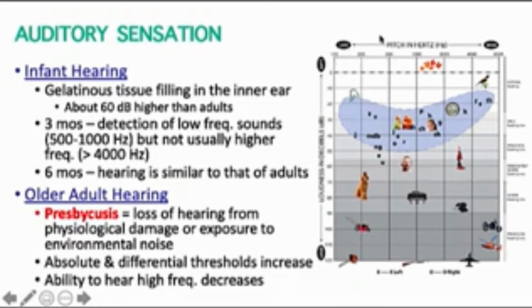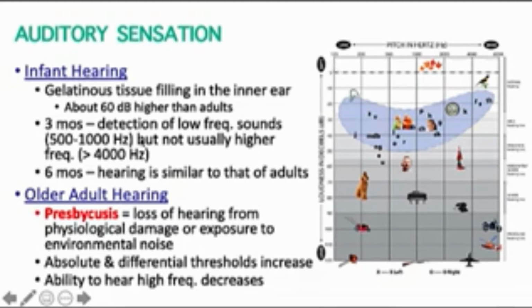But we can have different pitches occurring at different decibels or different levels of loudness. Infants' hearing is about 60 decibels higher than adults. So they can hear softer tones, if we think about it in terms of loudness, which is why they are so sensitive, and it's so easy to wake up a baby, right? Because they are very, very sensitive to these soft loudness levels.